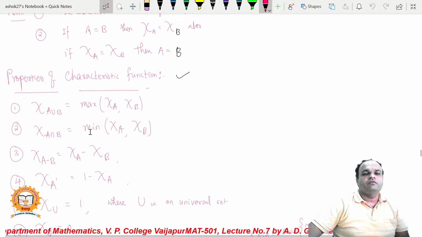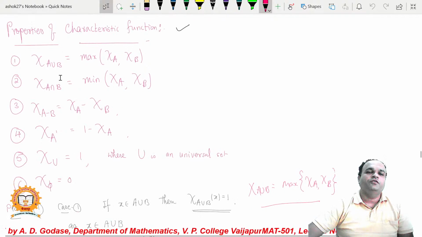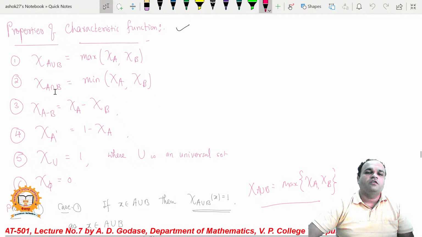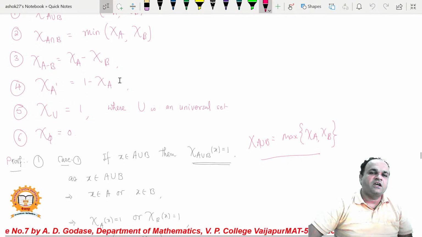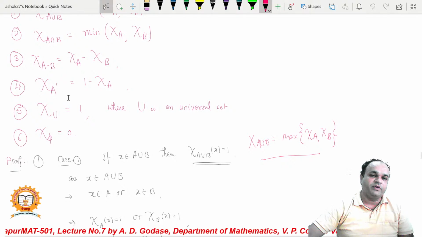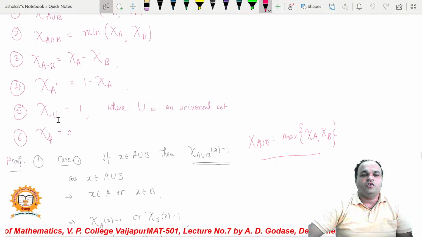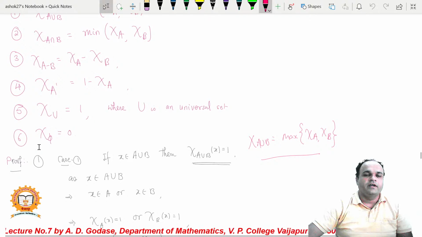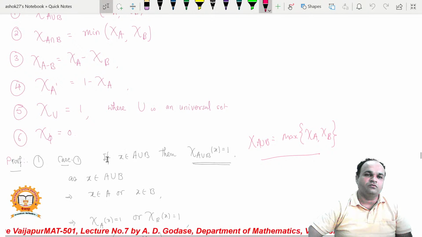After that we saw some properties of the characteristic function. First property, chi of A union B equals the maximum of chi of A and chi of B. Second property, chi of A intersection B equals the minimum of chi of A and chi of B. Third property, chi of A minus B equals chi of A minus chi of B. Fourth property, chi of A complement; A dash means A complement. It is equal to 1 minus chi of A. Fifth property, chi of U equals 1, where U is the universal set. And the last property, chi of the empty set equals 0, or chi of phi is 0.